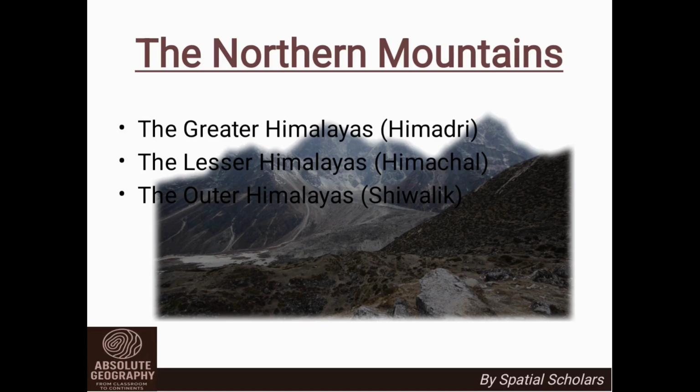Starting with the mountains in the north, also known as the northern wall, these are the highest and the youngest mountains in the world. These act as a natural border of India and are also one of the most important factors influencing the climate of India. The Himalayan mountain system is composed of three major ranges: Himadri, Himachal and Shivalik.